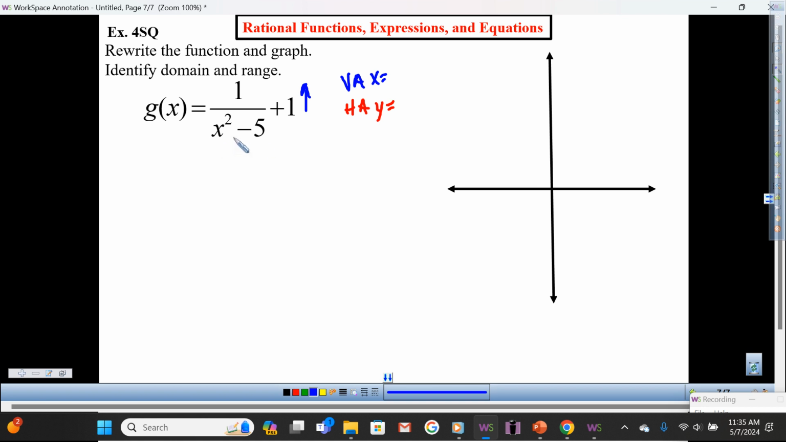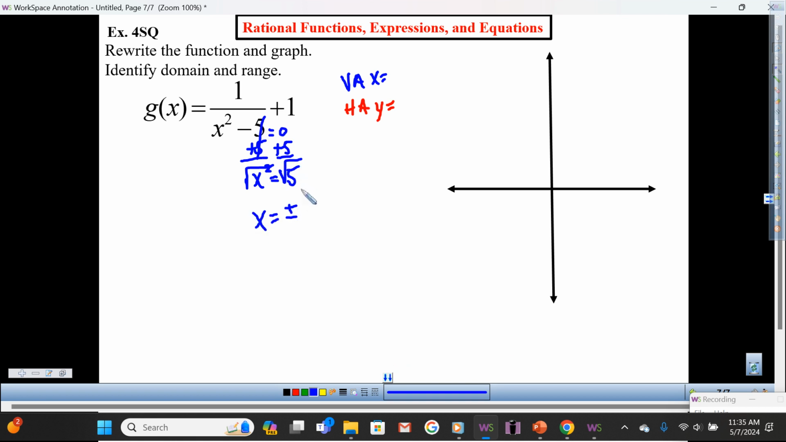However, what do I do to the denominator? Close. It's not in a parentheses. Help him out, Jay. Close. It's not in a parentheses. Jazzy, help him out. What do we do to the denominator? Equal it to zero. That is correct. Let's solve. Plus 5, x squared equals 5. Next, square roots, x equals plus minus.